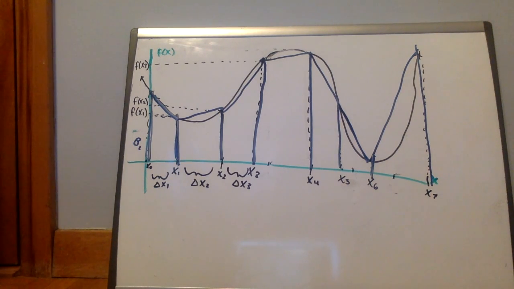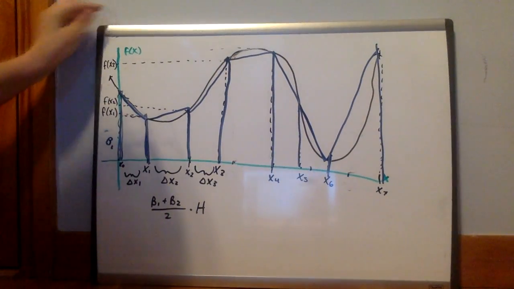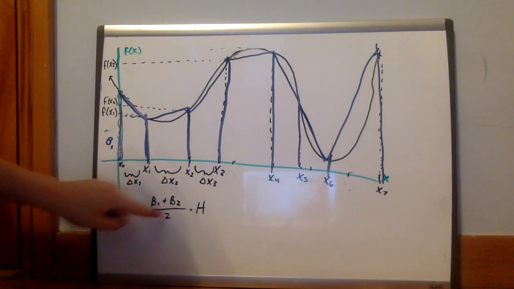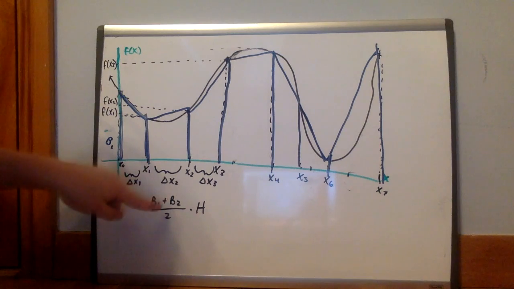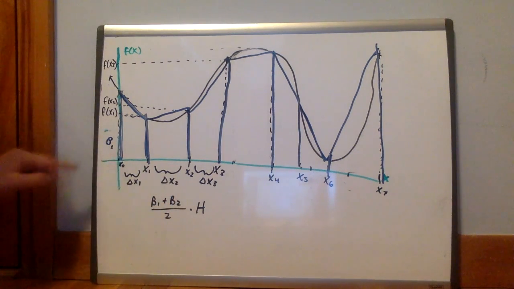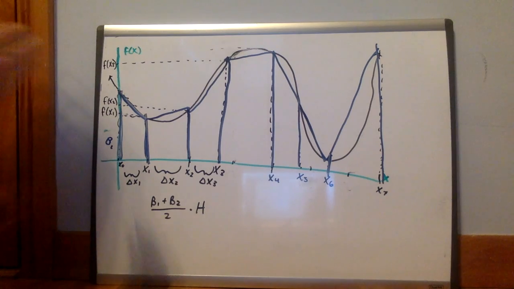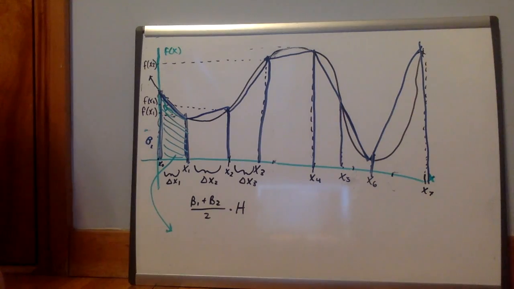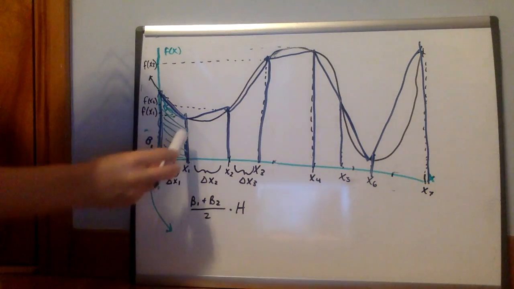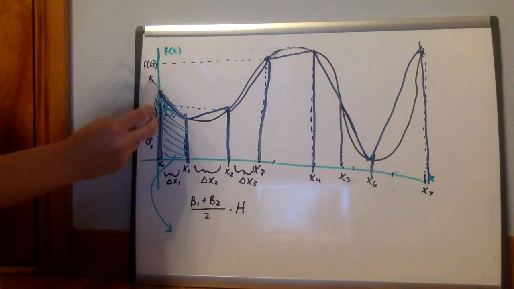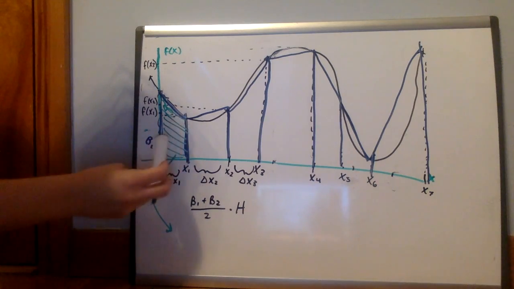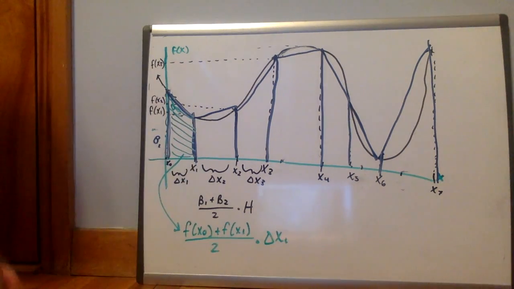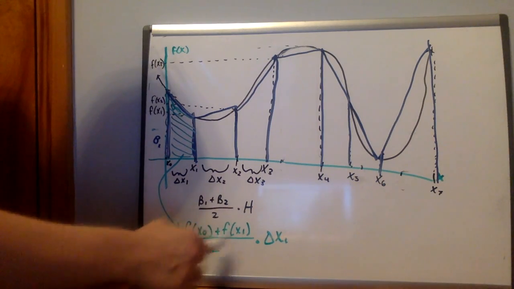Let me just remind you of the area of a trapezoid, which is base 1 plus base 2 over 2 times the height. That's the average of the two bases times the height. For each trapezoid, for example, let's take this one. Its area is going to be base 1 plus base 2 over 2, so f of x0 plus f of x1 over 2 times the height, which is delta x1.